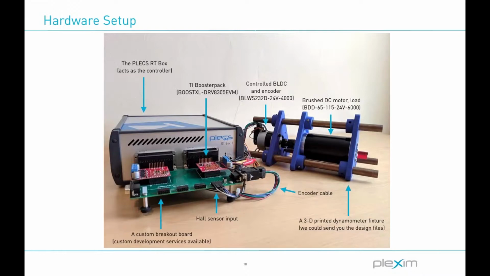The reason we have 2 booster packs in this picture is to give the user the option to spin both motors, not just one. The controlled brushless DC motor will be connected to the shaft of a brushed DC motor via a coupling hub acting as a load. This is done with the help of a 3D printed dynamometer fixture, which we made in-house, and we could also share the design files for this dynamometer fixture with you upon request if you'd like. The other signals coming from the BLDC include the encoder counter as well as the Hall sensor signals, which we will utilize in our model.